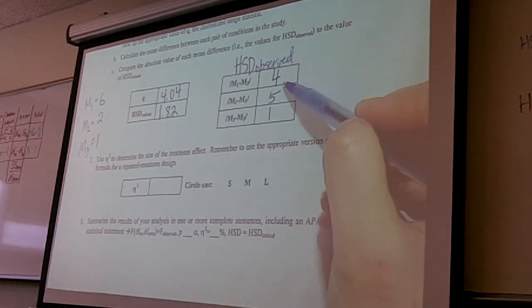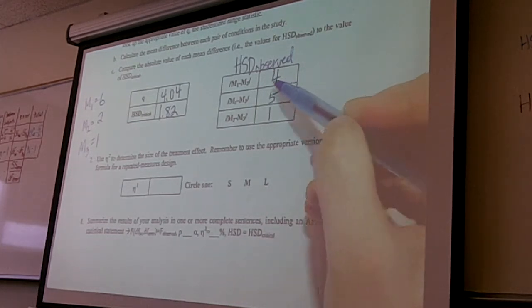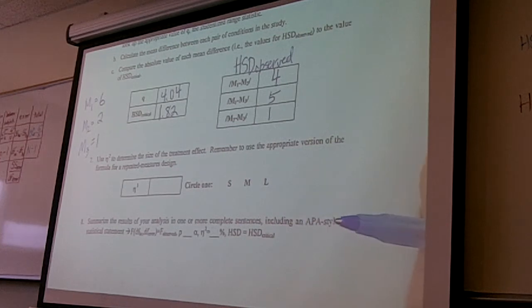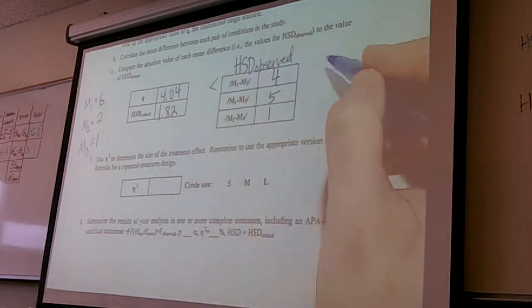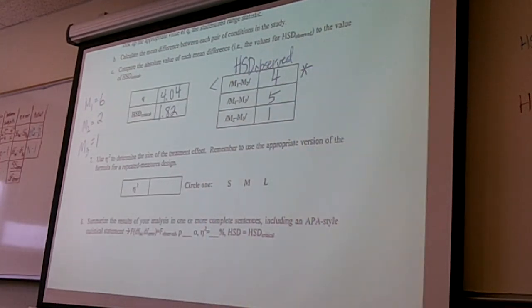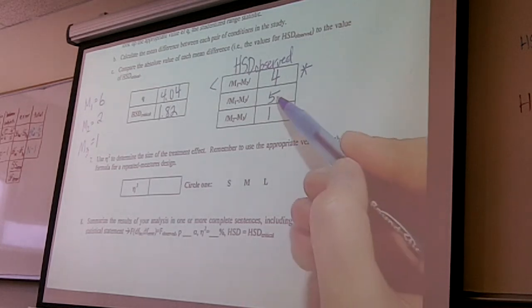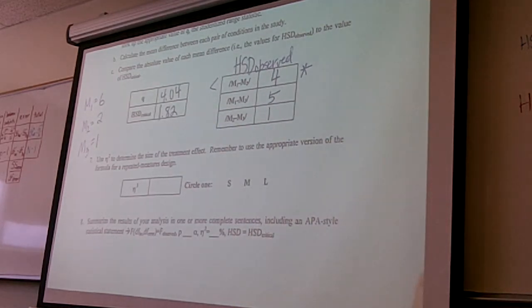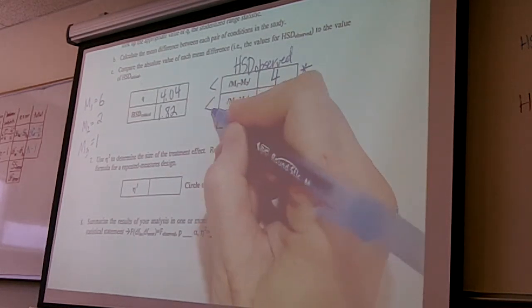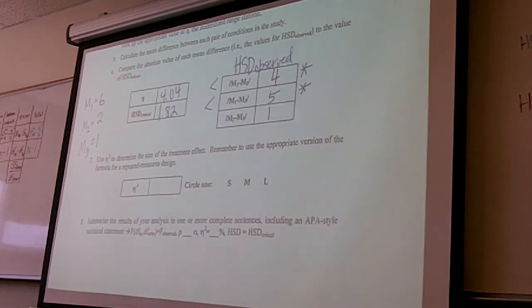So this one here is 4 bigger than 1.82? Yes. That means this one is significant. If you ever see a little single asterisk next to a value, that tells you that it's significant to 0.05. All right? So is 5 bigger than 1.82? Yes. So this one is also statistically significant, 0.05.